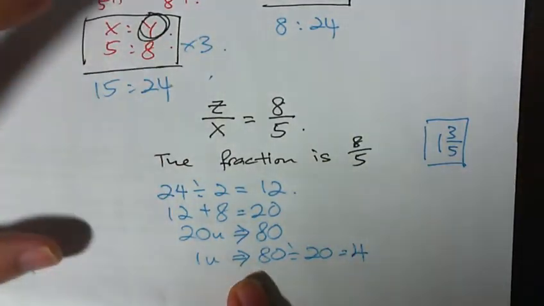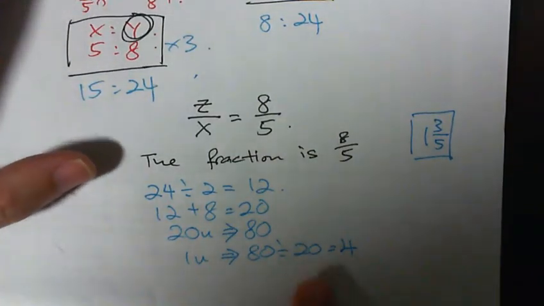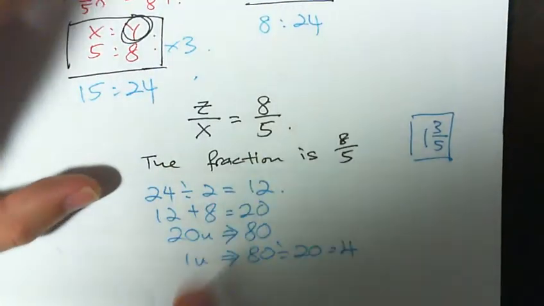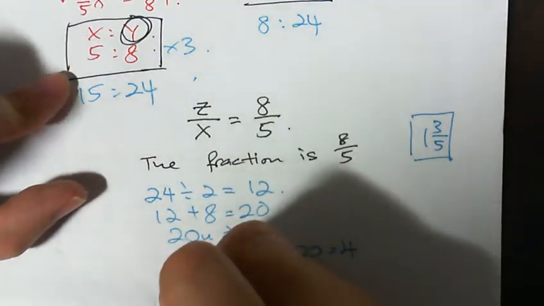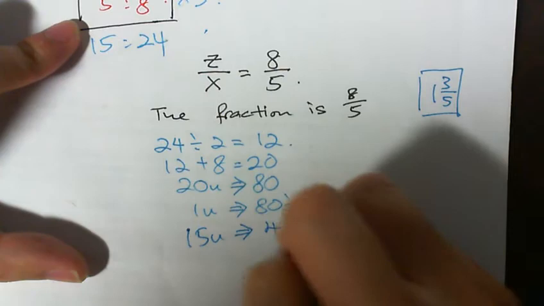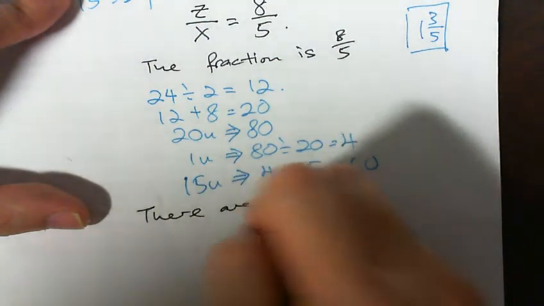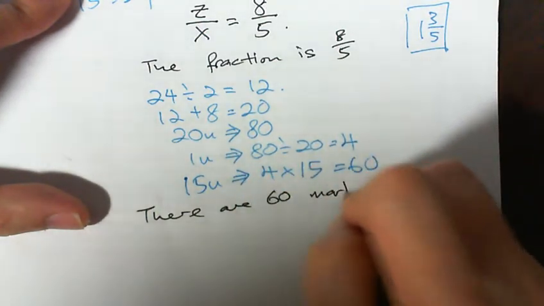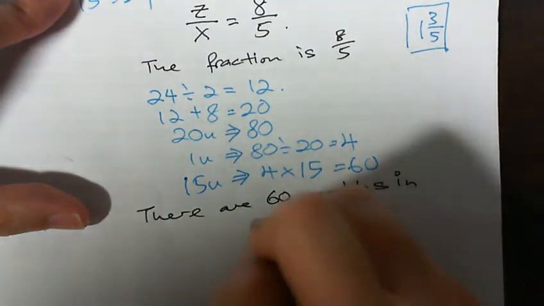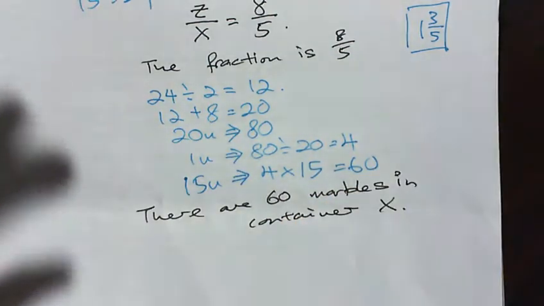Okay, 4 marbles. Now from there, we know that 1 unit is 4 marbles. They ask how many marbles are there in X. X would have 15 units. So 15 units is 4 times 15 equals 60. So there are 60 marbles in container X. Okay, question 2 done.